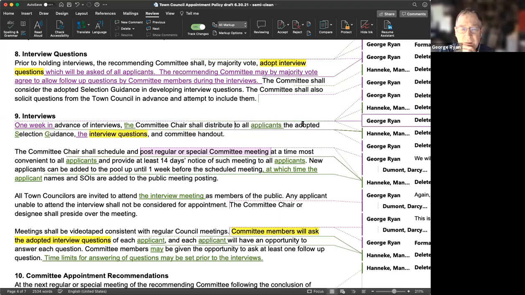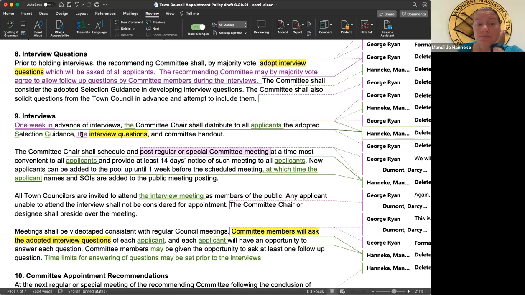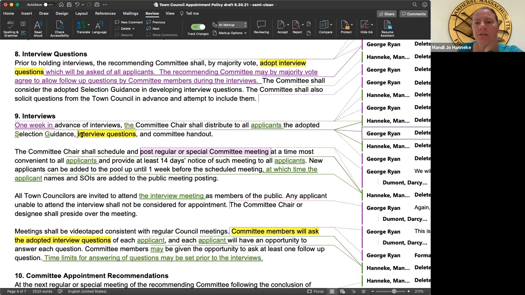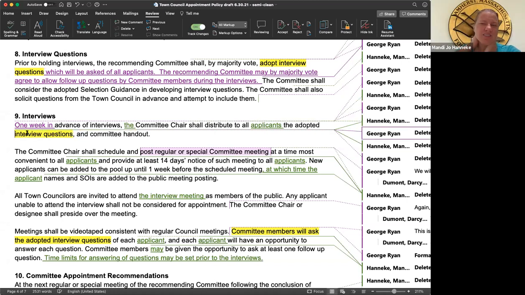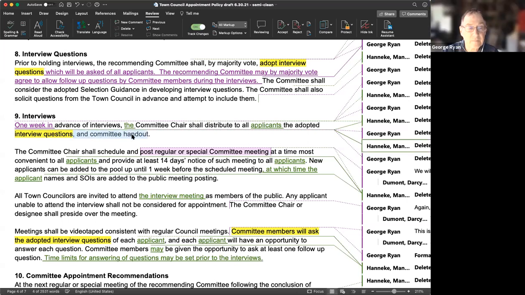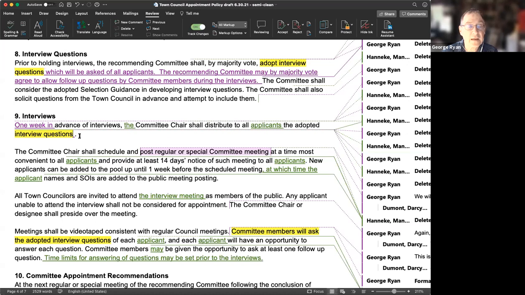All right. 1 week in advance of interviews, the committee chair shall distribute to all applicants the adopted selection guidance, the interview questions, and committee handout. Can it just be the interview questions? Yep, because they've already been distributed the selection guidance and the handout. Because that was sent to them. I think this is a legacy of when we didn't have statements of interest. Yeah, maybe. So what we're saying here, okay, now.